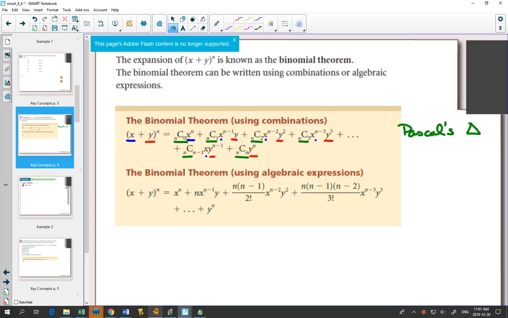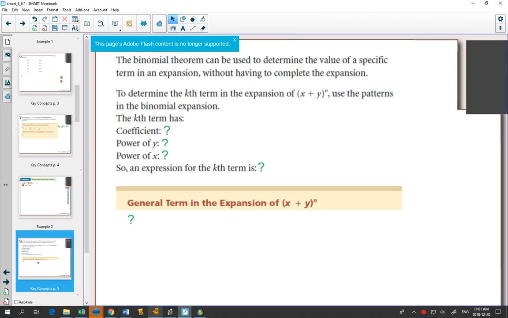Now, if you wanted to take all of these ones that are underlined in green, Pascal's triangle, and expand them with the formula, that's what they've done in the second set of questions. And then on page 741, they write a general term for x plus y to the n.